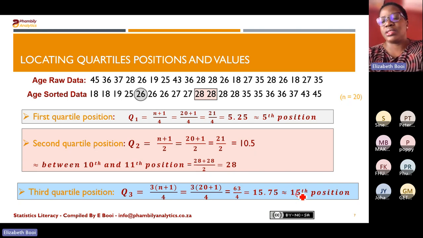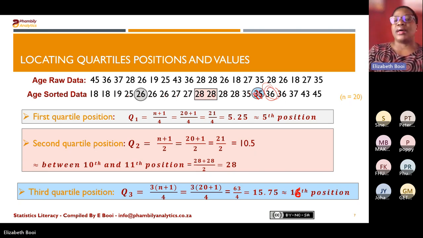This should have been 16. This is a mistake. We round up, so it will be on position 16, and we're going to count. So hence, probably my counting might also be wrong. 1, 2, 3, 4, 5, 6, 7, 8, 9, 10, 11, 12, 13, 14, 15, 16. And my thingy is wrong. So there is our quartile 3 value.